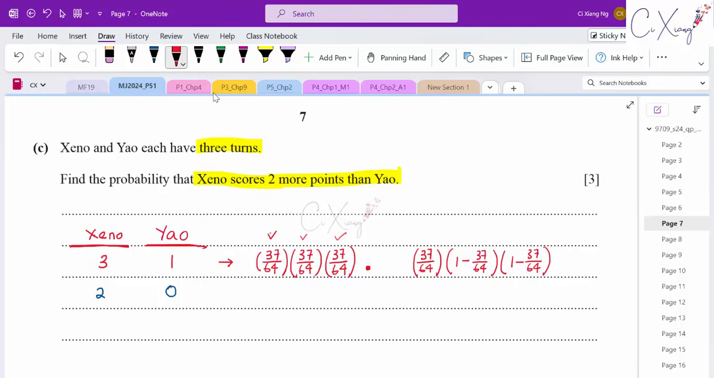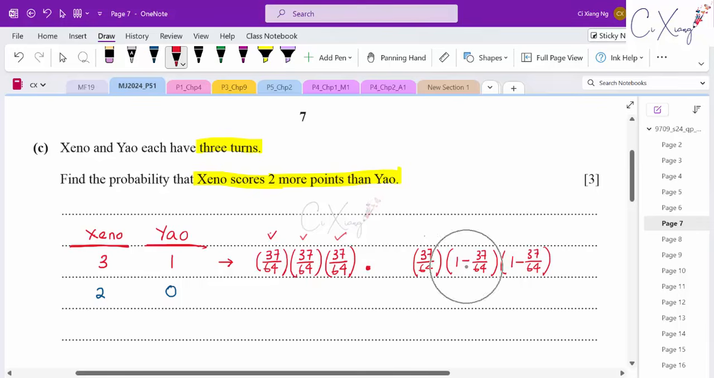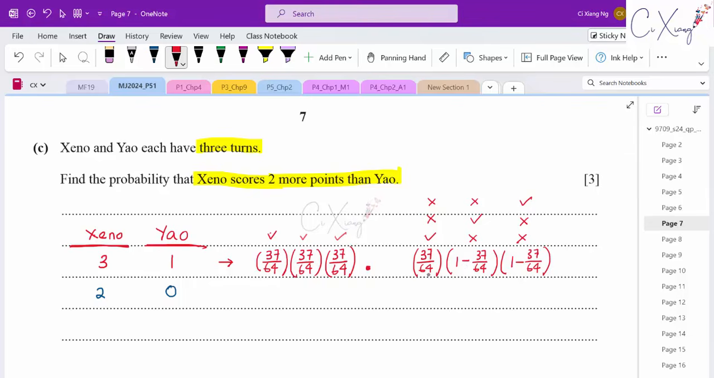But if you have a look at this one, when I write out my solution like this, basically it means that the first turn has 1 point, the second turn no point, the third turn also no point. But we can also have the case where the first turn no point, the second turn got a point, the third turn no point. Or we can also have the first 2 turns with no point and then the last one got a point. So the probabilities of not getting the point and getting the point are actually the same. And this is one of the cases that I wrote out.